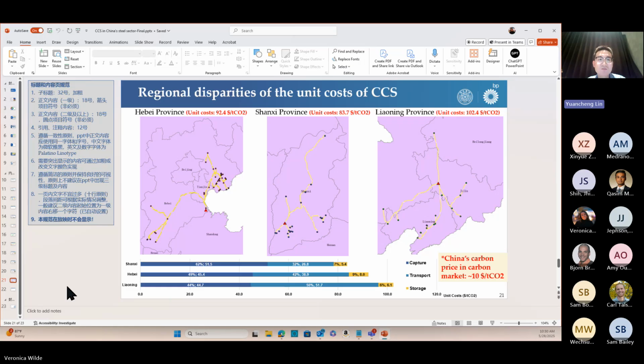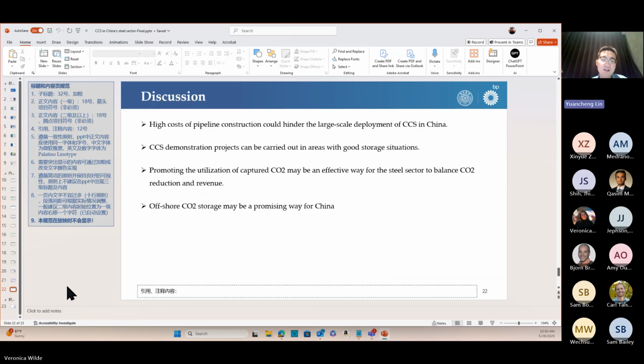Okay, next slide. No, go back. Okay, this one. This one I just want to give a brief conclusion of this study. The first one is that CCS is very expensive, and it needs a very high pipeline construction cost in China. And the second one is that we can conduct some CCS demonstration projects in some areas with very good storage situations.